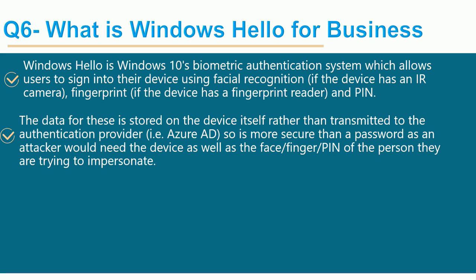If attackers want to attack your device, they need the physical device, and that is really hard to get. Second, even if they got the device, suppose it is stolen or you lost it, they need your face, fingers, and PIN to log in to the device. So that is a good advantage of Windows Hello for Business. Here there are two types of authentication: facial recognition and fingerprint recognition.